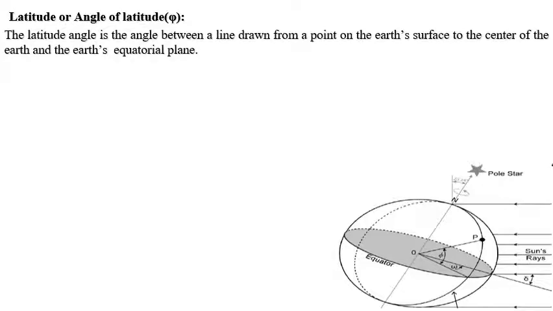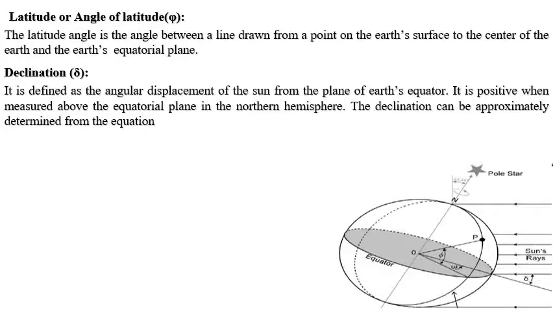It is denoted by phi, whereas declination is defined as the angular displacement of the sun from the plane of the Earth's equator. It is positive when declination is measured above the equatorial plane in the northern hemisphere, otherwise its value is negative. The declination can be approximately determined from the equation del is equal to 23.45 sine of 360 divided by 365 into 284 plus n, where n is the number of days.